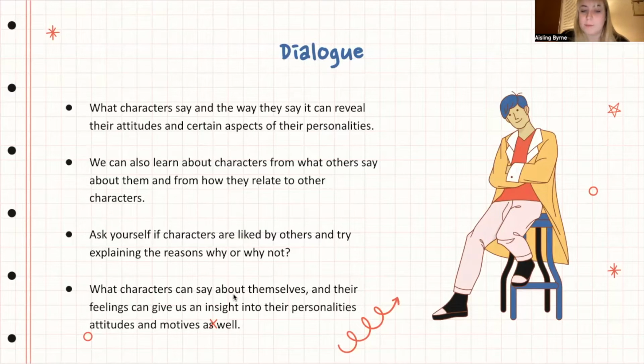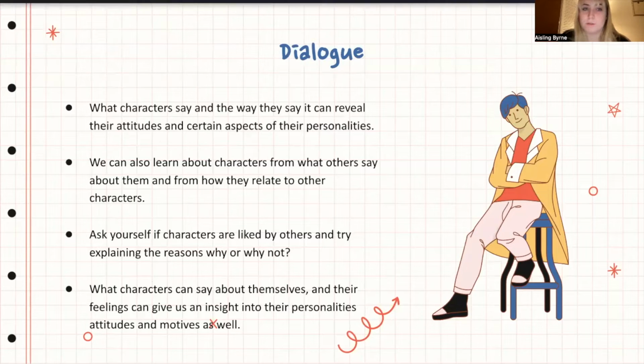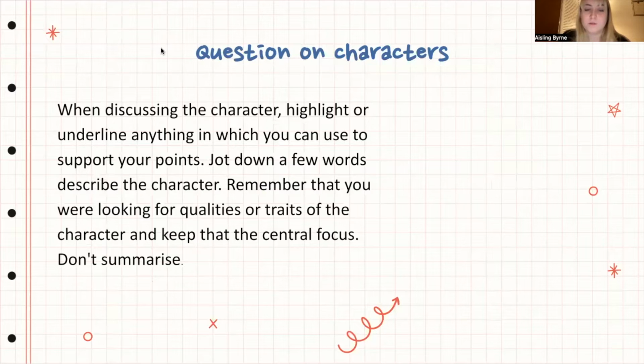What characters can say about themselves and their feelings can give us insight into their personalities and attitudes and motives as well. So when characters talk about themselves, there are loads of hints on how we can gather information from characters so we can write about them. So what they say to others and how they say it, what others say about them, if they're liked, if they get along with other characters, or what they say about themselves. So how do they view themselves, or appear to view themselves, versus how they talk to other characters. Right, so questions on characters.